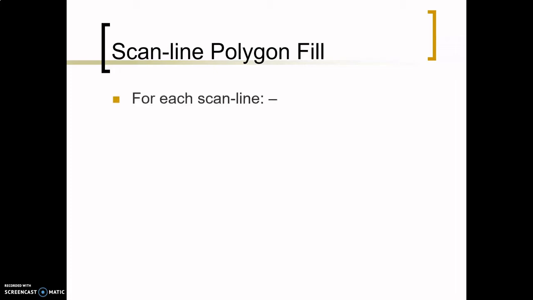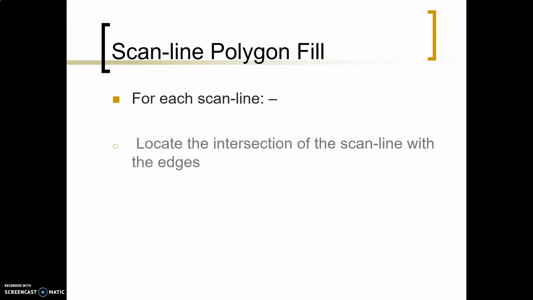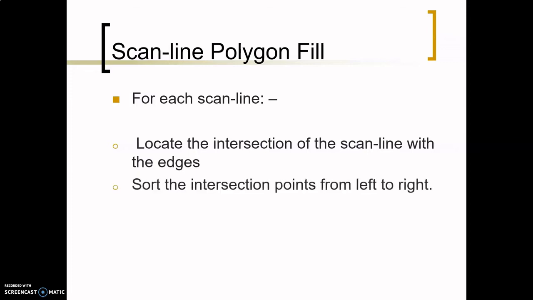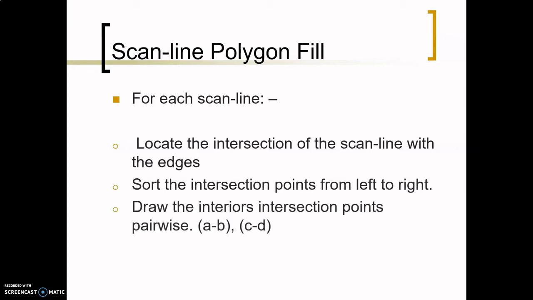So for each scan line, first we have to locate the intersection of the horizontal scan line with the edges of the polygon. Then sort the intersection points from left to right. Then draw the interior intersection points pairwise. Here I have shown a figure in the next slide. That is why I have written the pairs as A, B and C, D. Let's see the figure.